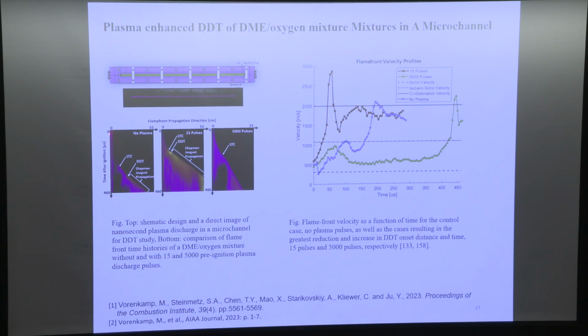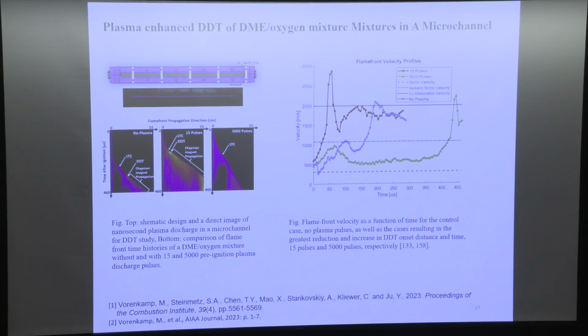You can see this is the time after ignition. You can see some low temperature ignition and the DDT process. With plasma, you can see the DDT process is dramatically accelerated. With a lot of plasma, DDT can be decelerated. If you plot the velocity as a function of time, the green one is without any plasma discharge, and the red one is with plasma discharge. You can immediately see the flame accelerates and becomes an overdriven detonation. And with a lot of plasma discharge, it becomes delayed.